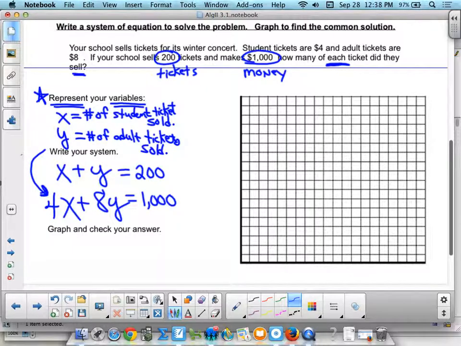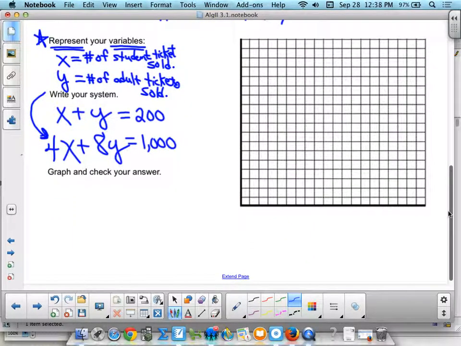Now some of you probably already knew that, but I just wanted to say it's ticket plus ticket equal total tickets, and money plus more money equals total money. If you put the 4 here and the 8 here with the 200, is it going to work? No. Nope, it won't work. You're going to get an answer, but it's going to be wrong. Okay? All right. Now we get to graph.